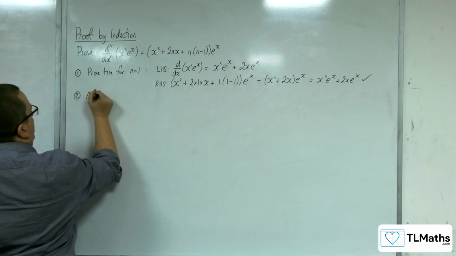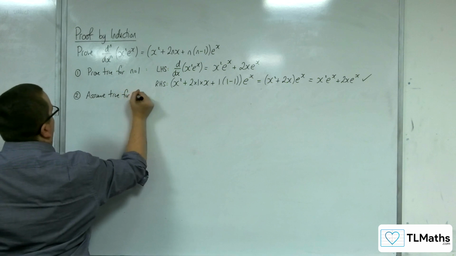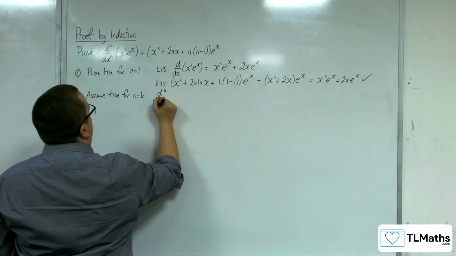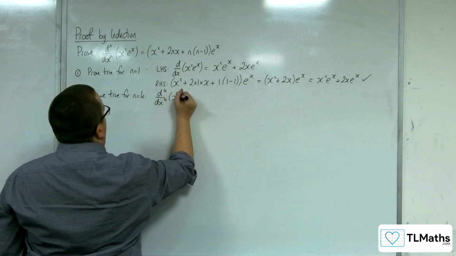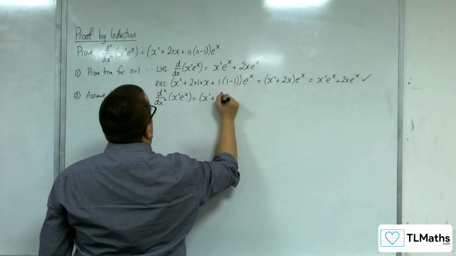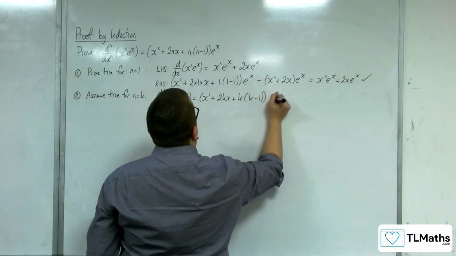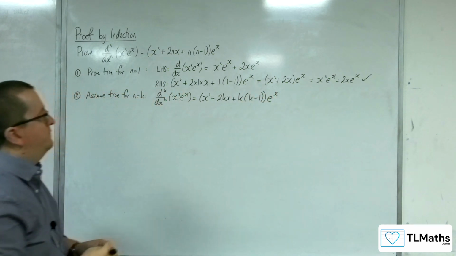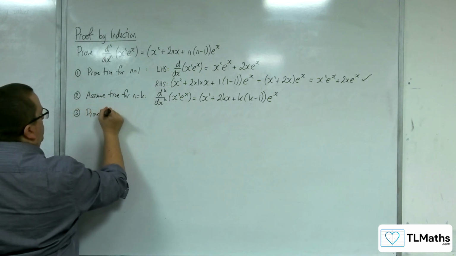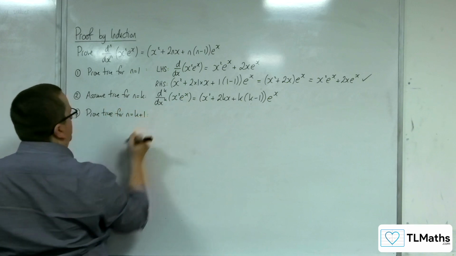Step 2. Assume true for n equals k. So the kth derivative of x squared e to the x will be x squared plus 2kx plus k lots of k minus 1, e to the x. Step 3. Prove true for n equals k plus 1.